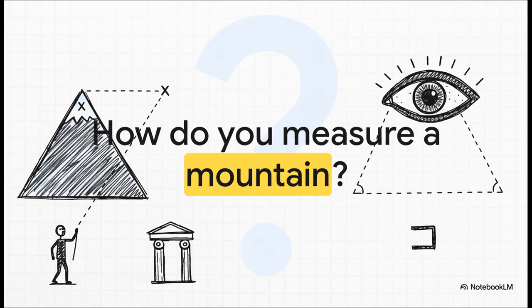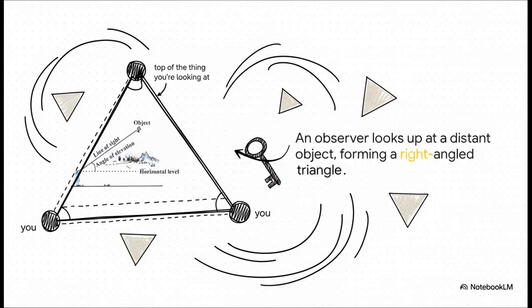But people figured this out ages ago, and it all starts with one simple idea. And believe it or not, the key is right here in this simple picture. It's all about the relationship between you, the flat ground, and the very top of the thing you're looking at. See? It forms a triangle. And that triangle holds all the answers. Let's see how trigonometry lets us crack this puzzle wide open.